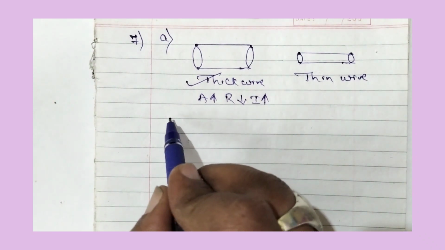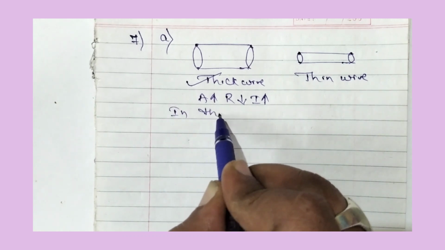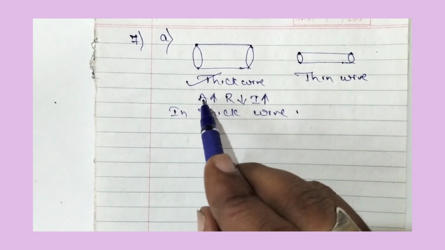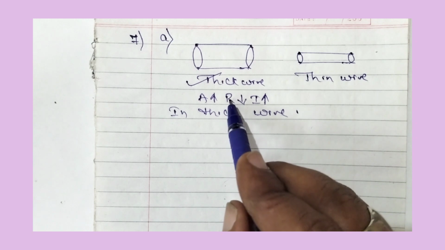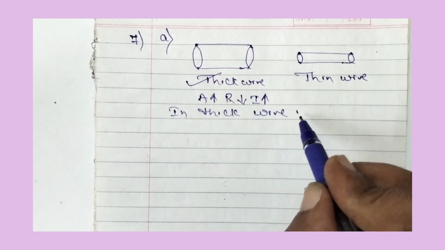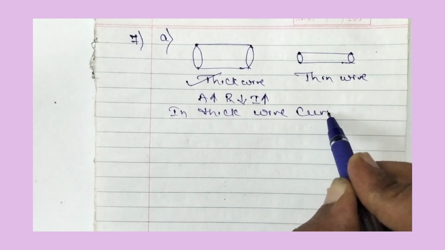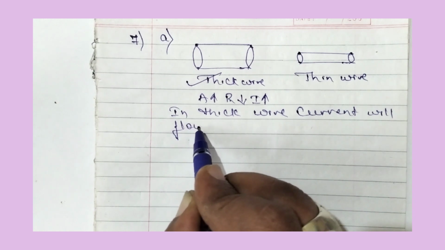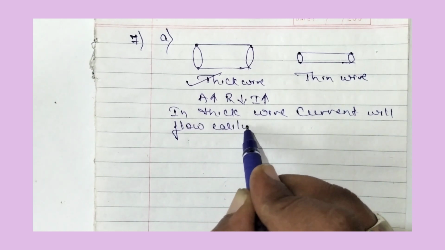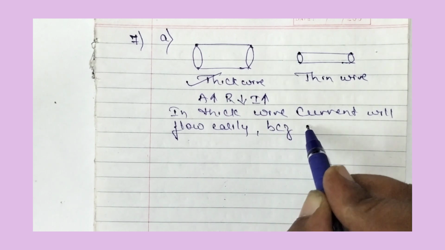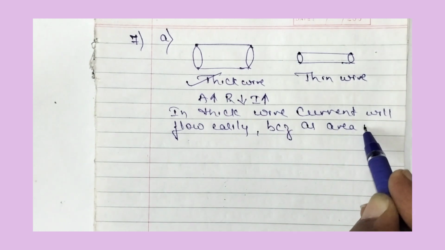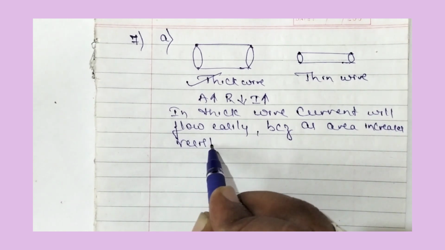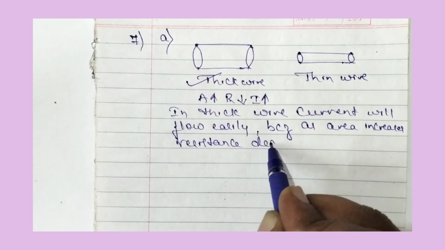Therefore, in thick wire, because area and resistance are inversely proportional, resistance and current are also inversely proportional. So in thick wire, current will flow easily, because as area increases, resistance decreases.